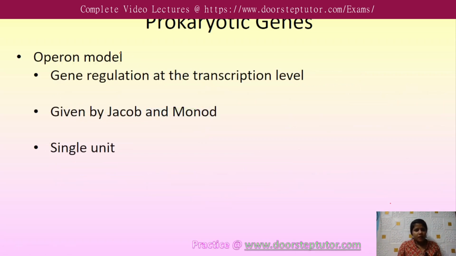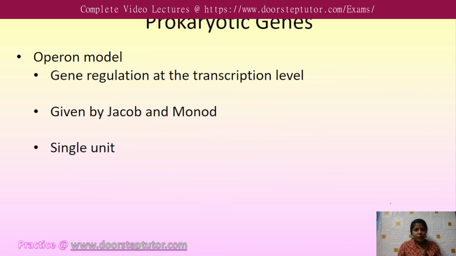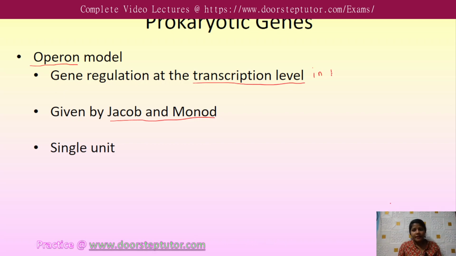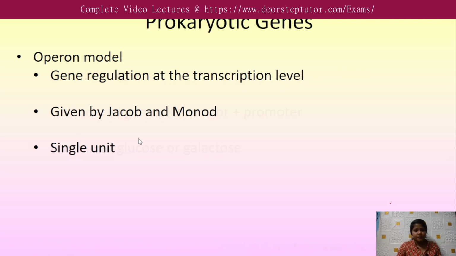Next, we will see Operon model. But before moving to it, we will see what is Operon exactly. So the concept is given by Jacob and Monod, and the concept tells us about how gene regulation is done at transcription level in bacteria. And it acts as a single unit.